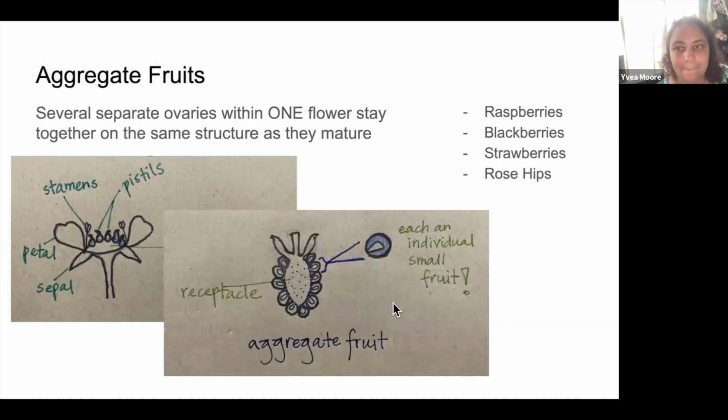So for example, this could be either a raspberry or a blackberry. A receptacle has grown, and each of these pistils has become an individual little fruit. In this case, it's almost like having little drupelets. Each of these has become a little drupe in a way. So each individual is a small fruit. So they call it an aggregate fruit, as opposed to a multiple fruit, that one's complicated. And again, you don't have to know the exact terms. It's more about knowing how they work.